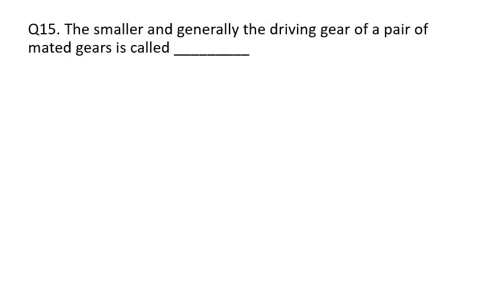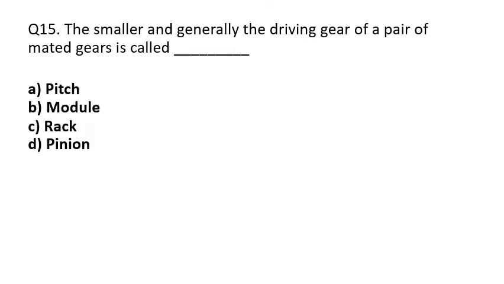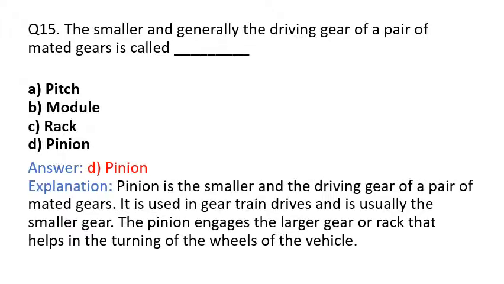Question number 15. The smaller and generally the driving gear of a pair of mated gears is called A. Pitch, B. Module, C. Rack, D. Pinion. The answer is D. Pinion is the smaller and driving gear of a pair of mated gears. It is used in gear train drives and is usually the smaller gear. The pinion engages the larger gear or rack, which helps in turning the wheels of a vehicle.